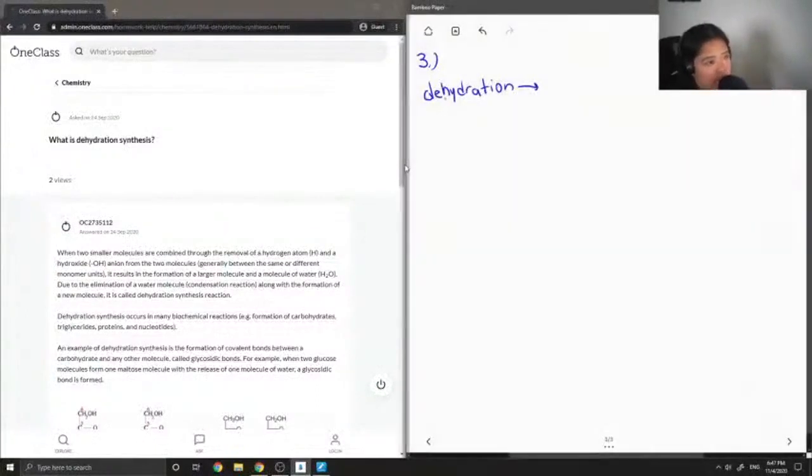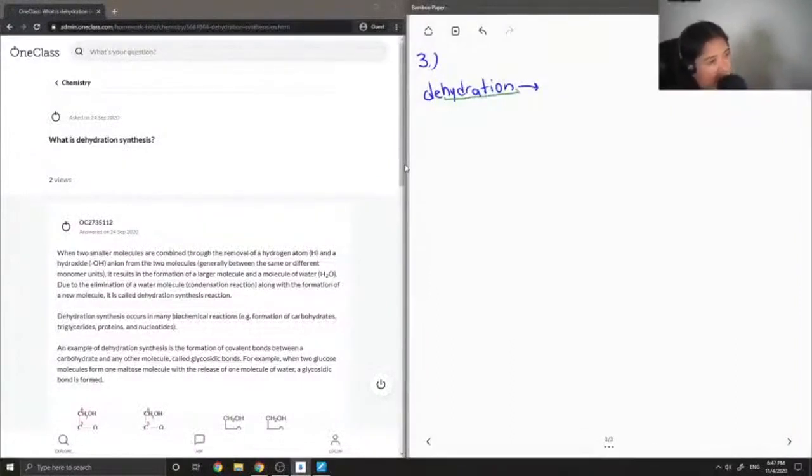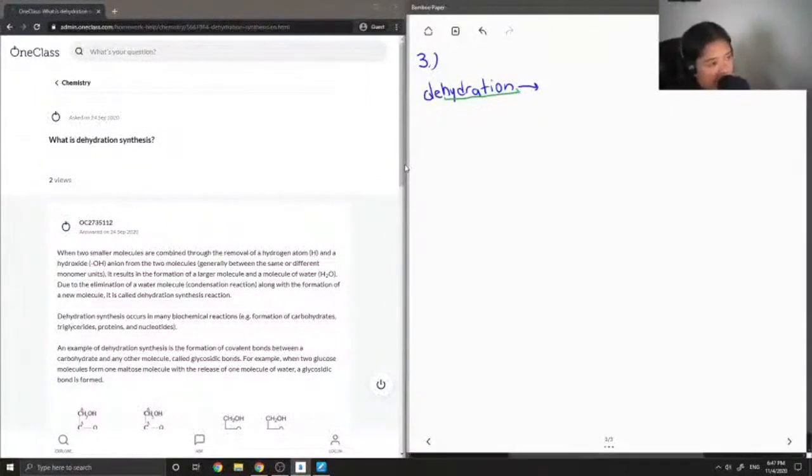On the right side, you have hydration, so something involving water, and then there's a prefix of D in front of it. So it's kind of like the removal of water.